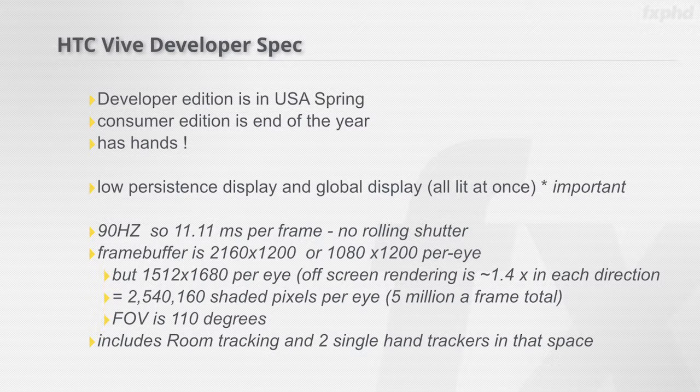You're going to have to warp it, you're going to have to render it very, very quickly, and you're going to have to render it in such a way that you can do it 90 times a second and get that one in really, really quick. That actually works out to be 2,540, thereabouts, shaded pixels per eye.